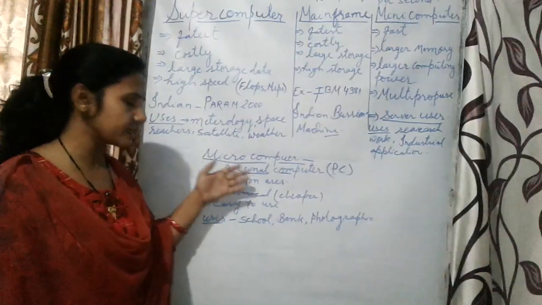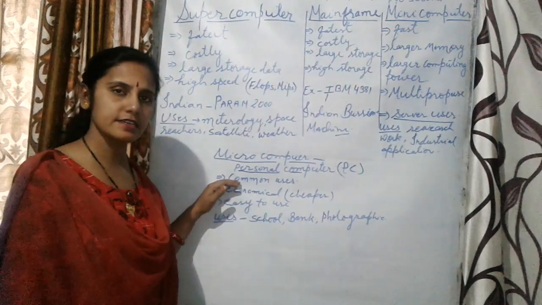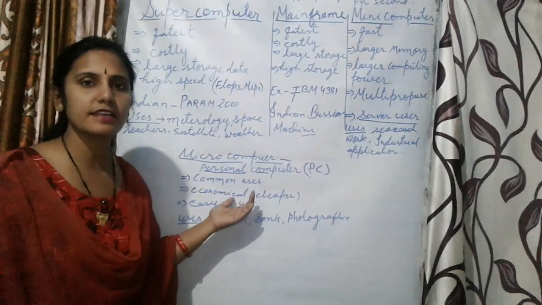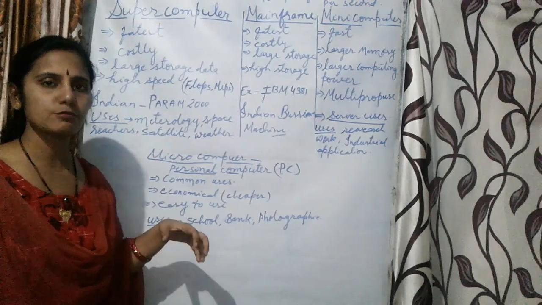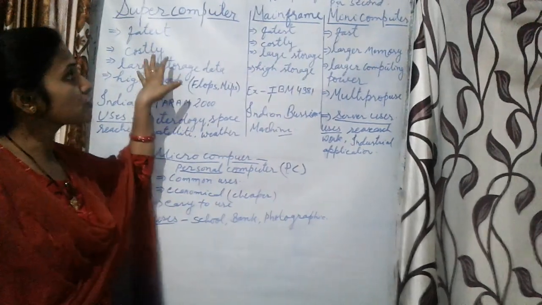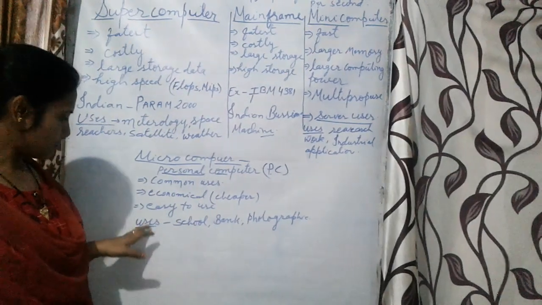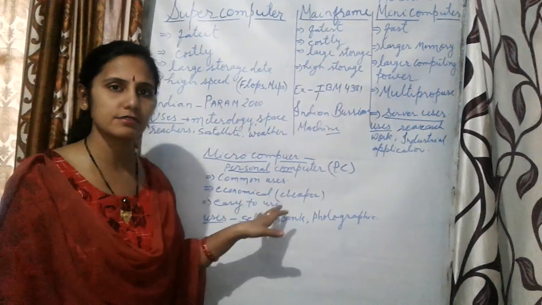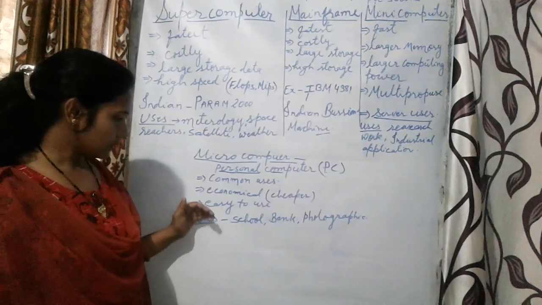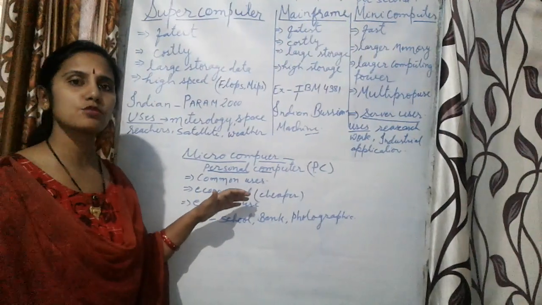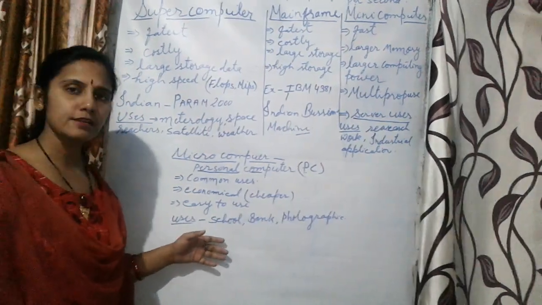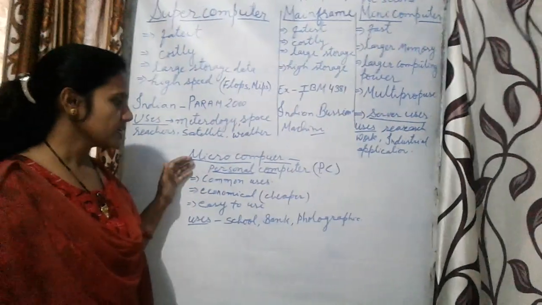We already know the characteristics of the personal computer. It is used for common uses, by a single user, and we can purchase it at a very cheap rate. That means we have to pay some money, but not like for a supercomputer or mainframe computer. It is very easy to use. Anybody can use it very easily without any difficulty. It is used in schools, some offices, some industries, or at home also. So these are the uses of the microcomputer.